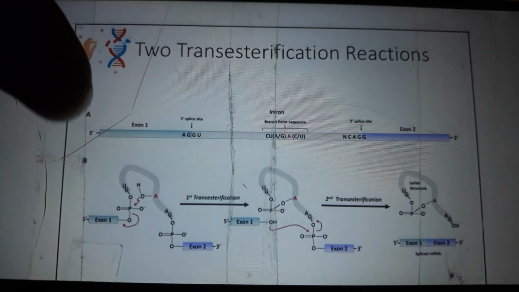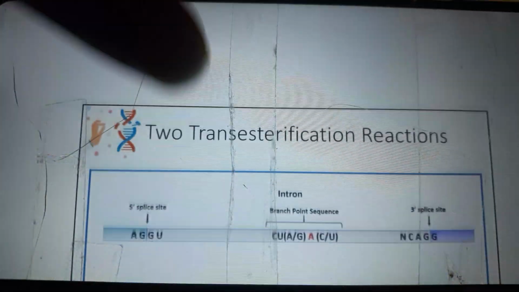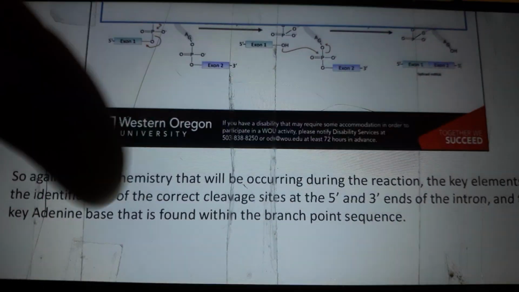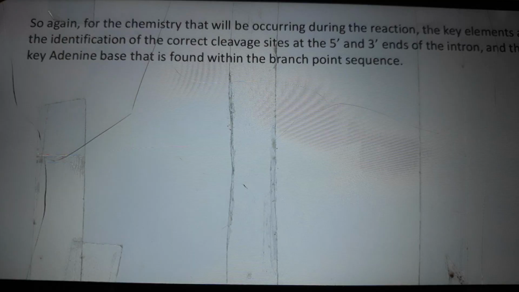Two trans-esterification reactions. The splicing reaction itself is a series of 2 trans-esterification reactions. So 2 trans-esterification reactions are shown here. So again, for the chemistry that will be occurring during the reaction, the key elements are the identification of the cleavage sites at the 5' and 3' ends of the intron, and the key adenine base that is found within the branch point sequence.